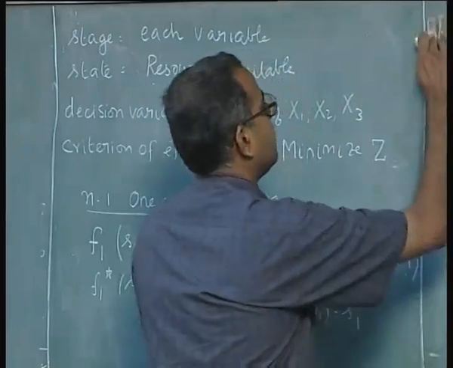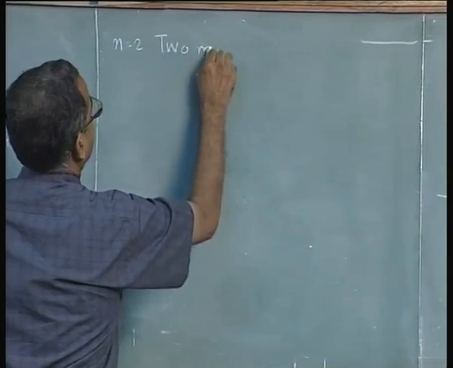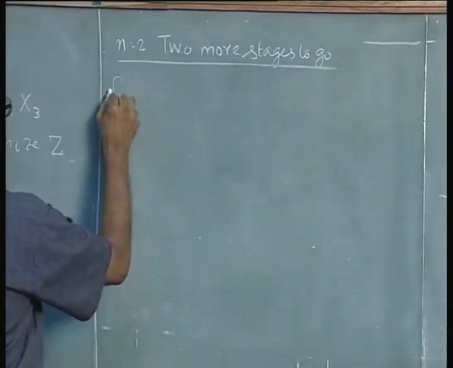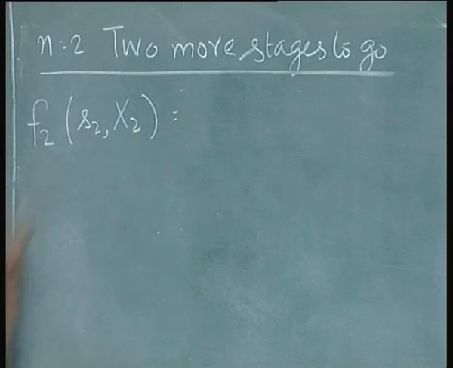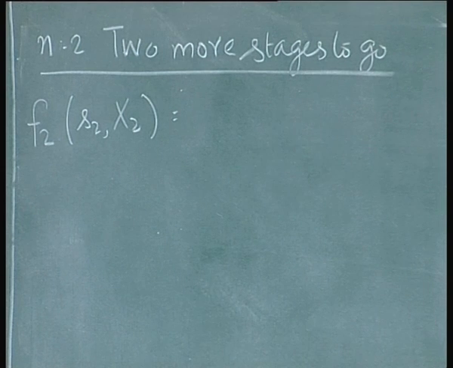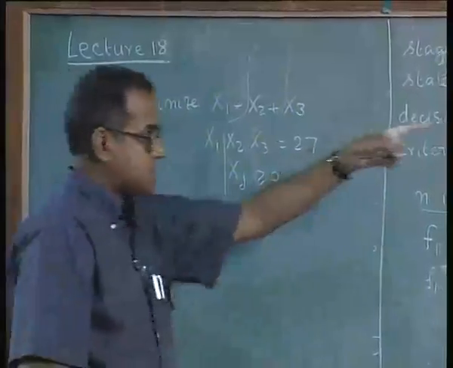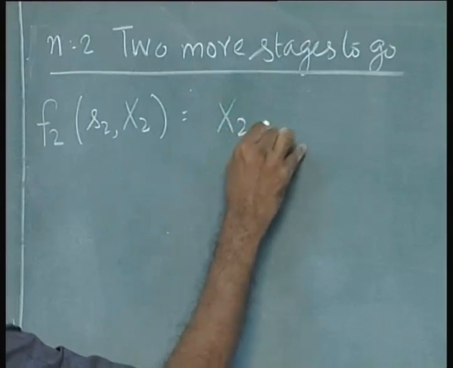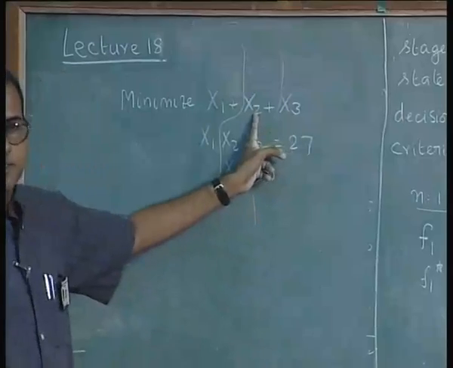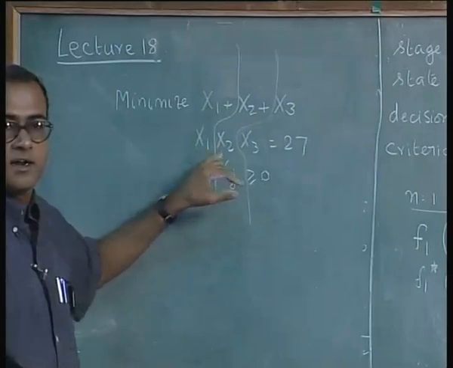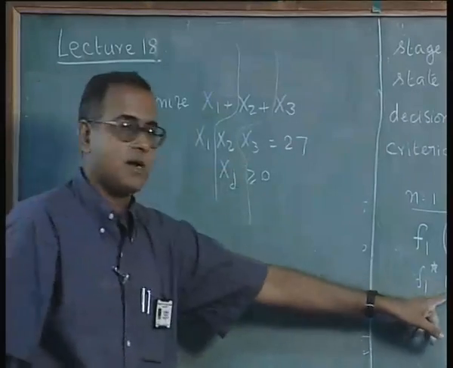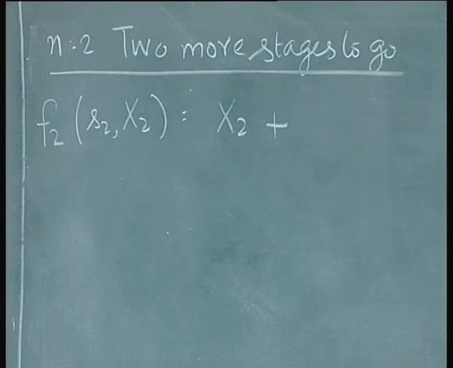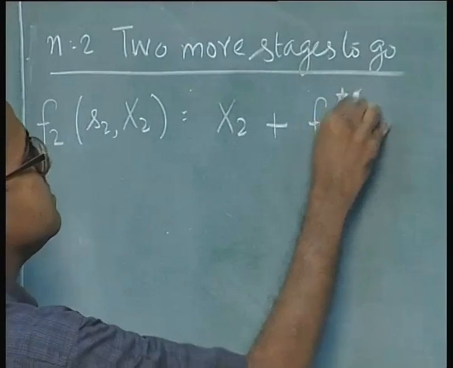Now when we have two more stages to go, n equal to 2, f2 of s2, x2. Here we are somewhere in the middle trying to solve for this. So I have s2 resources available which I have to allocate to x2 in a certain form. Now this will be x2 plus, because the objective function is x2, plus if I have s2 and I allocate x2 here, then s2 by x2 is carried as s1 because of the product form of this. Whatever is carried as s1 is actually s2 by x2. So this will become f1 star of s2 by x2.